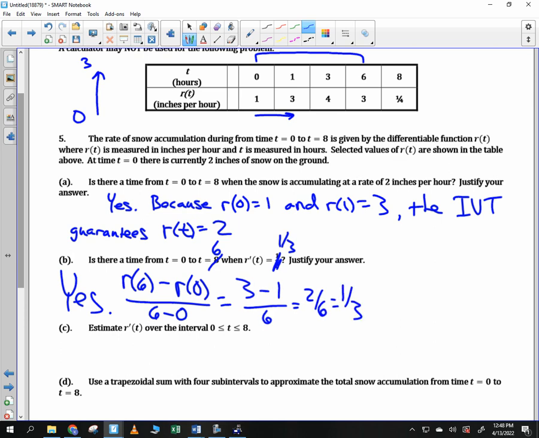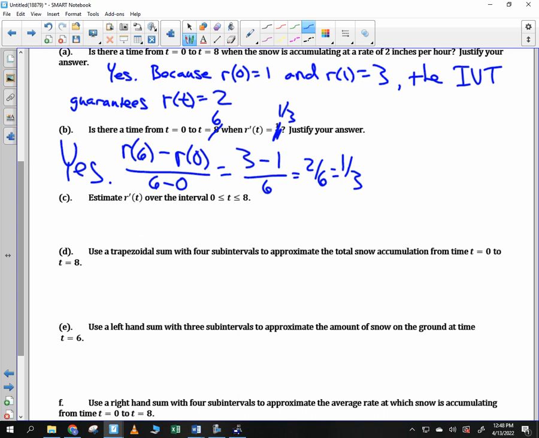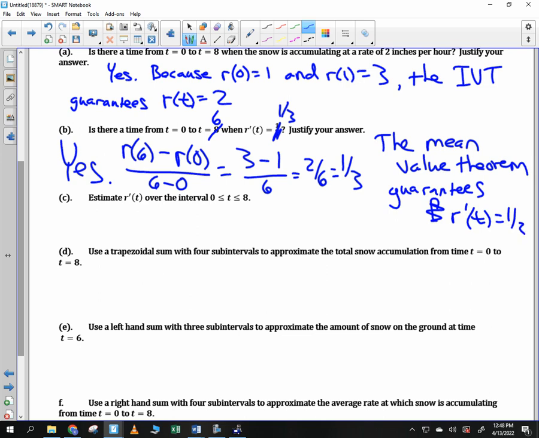Since it says justify your answer, remember the thing that we did where we took something and divided by something? Remember what that was called? Mean value theorem. Thank you. So because of that, the mean value theorem guarantees R prime of t is equal to 1/3. Good? Yep, MVT.